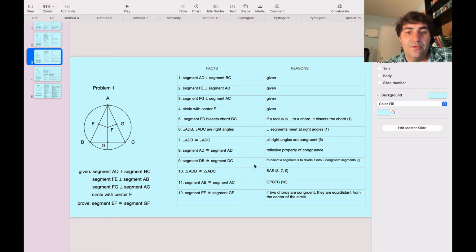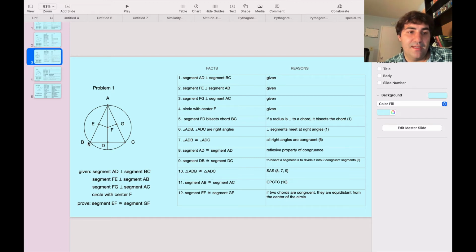I'll use the reflexive property of congruence to get segment AD is congruent to itself. And we know that segment DB is congruent to segment DC, because to bisect a segment is to divide it into two congruent segments. So we can apply side-angle-side using what we have in 8, what we have in 7, and what we have in 9 to get triangle ADB is congruent to triangle ADC. Therefore, segment AB is congruent to segment AC. We can just read that off from what we have in 10.